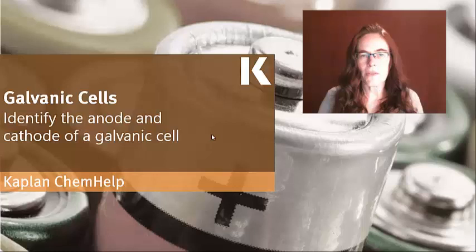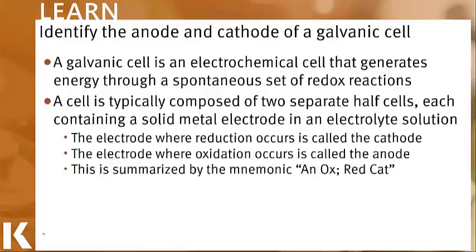In this episode of Galvanic Cells, we're going to learn to identify the anode and cathode of a galvanic cell. To identify the anode and cathode of a galvanic cell, we first need to understand what a galvanic cell is. A galvanic cell is an electrochemical cell which generates energy through a spontaneous set of redox reactions. What this means is it will give off energy.